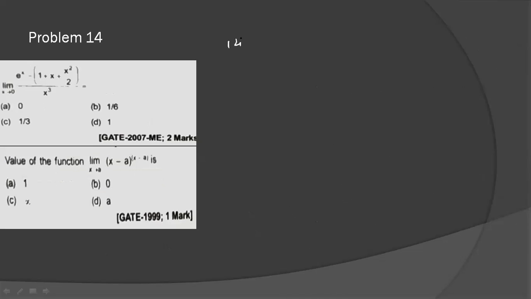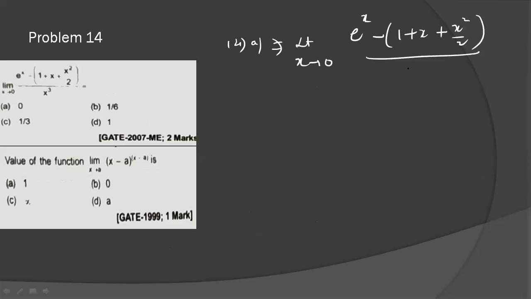Problem 14, limit x tending to 0 of e to the power x minus 1 plus x square by 2 upon x cube. If you apply the limit, it will be 0 by 0 form. E to the power 0 is 1, 1 minus 1 is 0. There are two methods. You can apply the L'Hospital method or the expansion method, because we know the exponential expansion. The L'Hospital method is sometimes very difficult when the power of the denominator polynomial is higher. Then you have to differentiate many times. Then the expansion method is the better method.